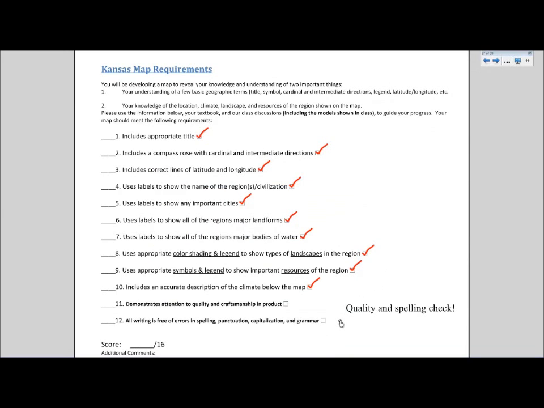Now we need to look at numbers 11 and 12, the ones that we already talked about. Did we pay attention to our quality and craftsmanship? Did we label everything in pencil in our neatest handwriting? Did we color everything neatly in colored pencil? And have we put our best effort into the map? If so, we can check off number 11. For number 12, is all of our writing free of errors in spelling, punctuation, capitalization, and grammar? That means proper nouns begin with capital letters. If so, we can also check this one off.